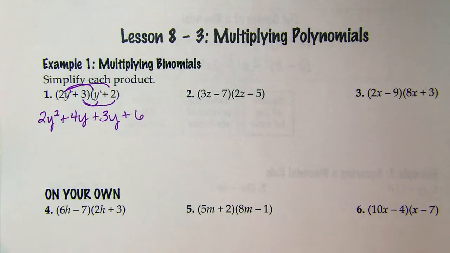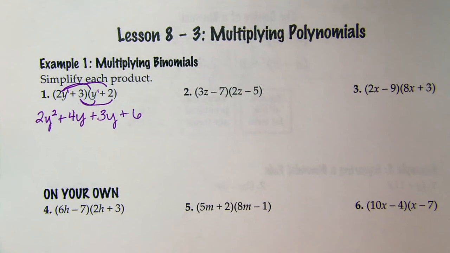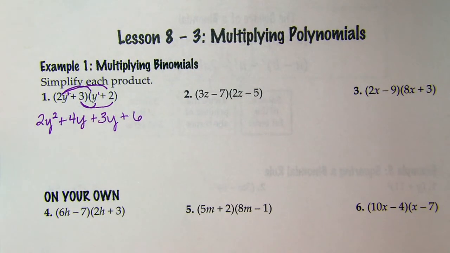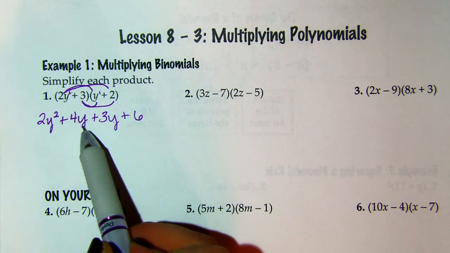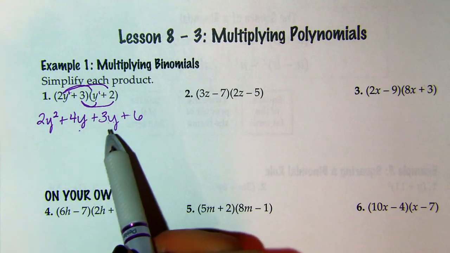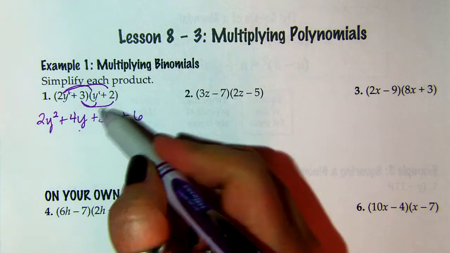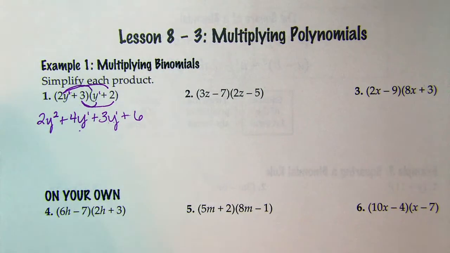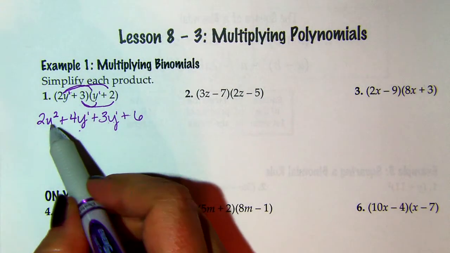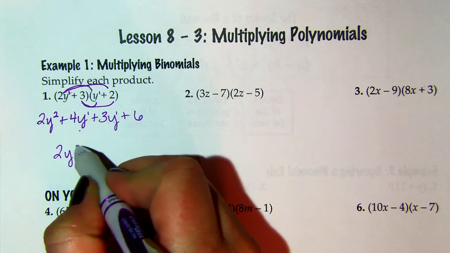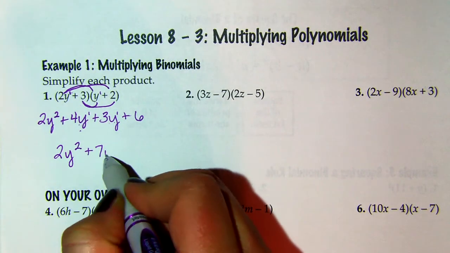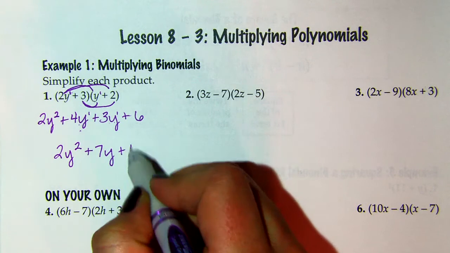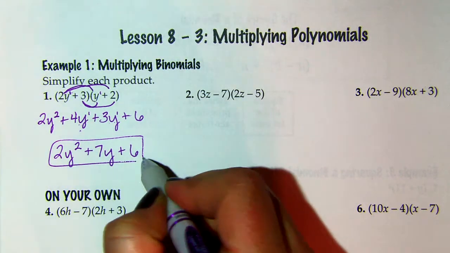So then you need to check for like terms. So that's something we talked about a few lessons ago. In the middle, the 4y and the 3y are like terms. They both have a y and the same exponent of 1. So we need to combine those together. So the 2y squared stays the same, doesn't match anything. And then the 4y plus 3y, that's 7y. And the 6 stays the same because it doesn't match anything. So that's the final answer.